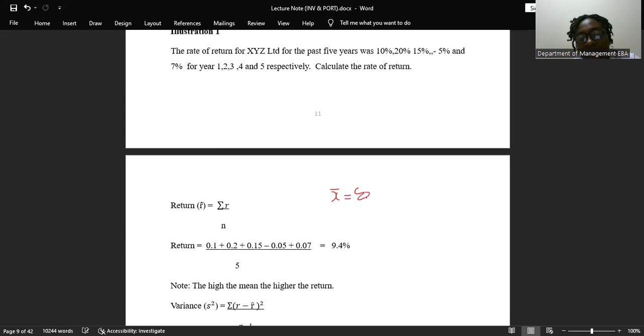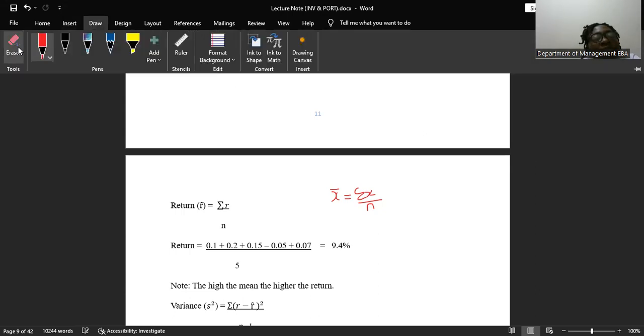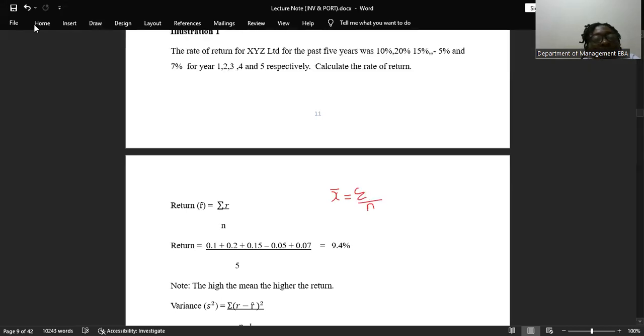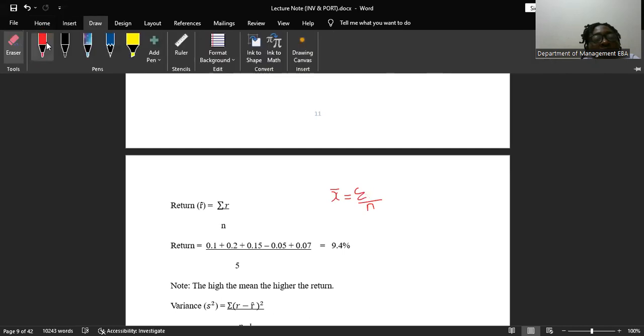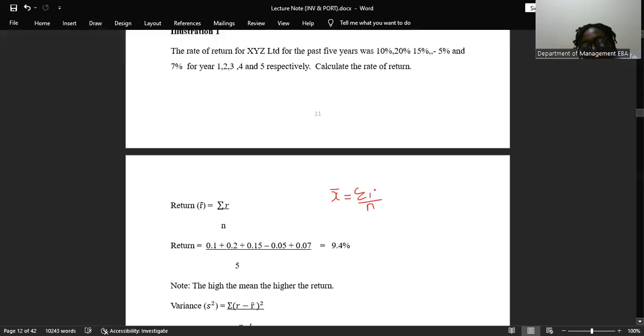Sigma S over N. That's the number of kind. But when it comes to finance, we make it sigma R. That's why we say we use mean to determine the return. So sigma R means you are going to add all the returns. When you talk of sigma, you are adding all the returns, then dividing by the number of them.